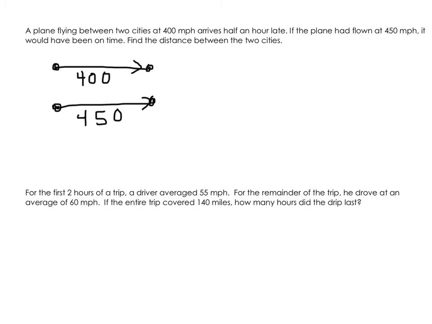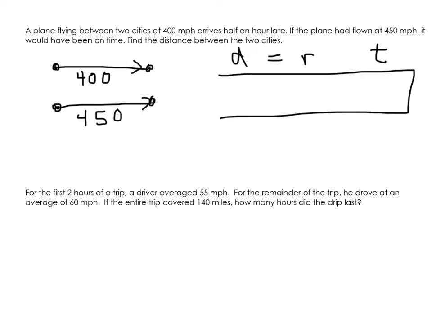There's different ways to do this. I sometimes like to do my distance, rate, and time problems in a table. So I have two planes. I have one going at a rate of 400 miles per hour. That's the real plane, and then I have kind of my imaginary plane. If he had gone at 450, he would have been on time.